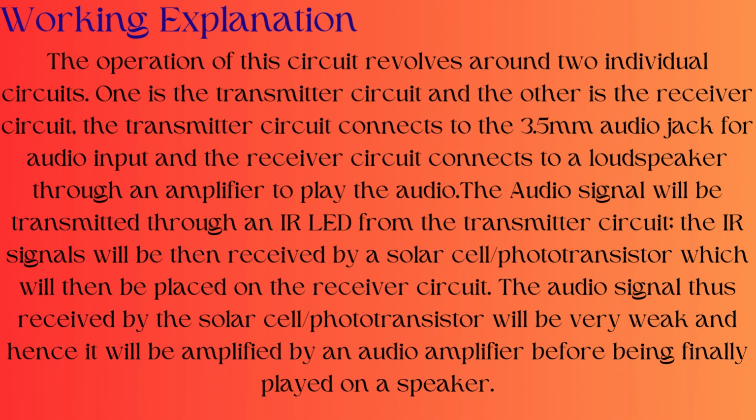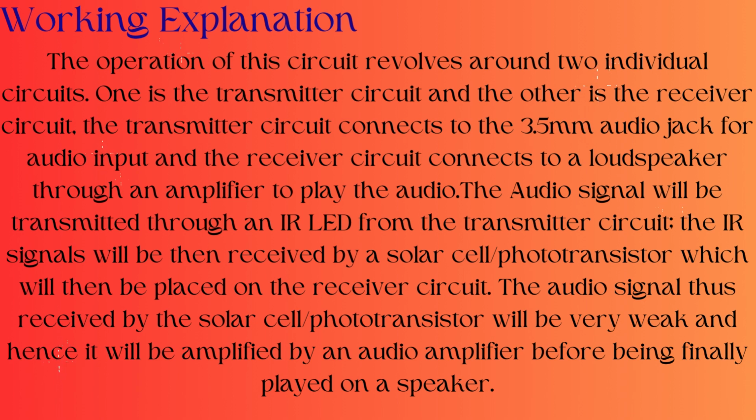The operation of this circuit revolves around two individual circuits. One is the transmitter circuit and the other is the receiver circuit. The transmitter circuit connects to the 3.5 mm audio jack for audio input, and the receiver circuit connects to a loudspeaker through an amplifier to play the audio.